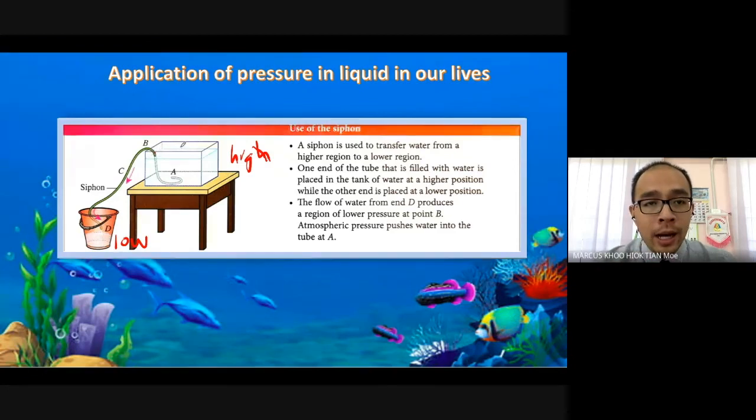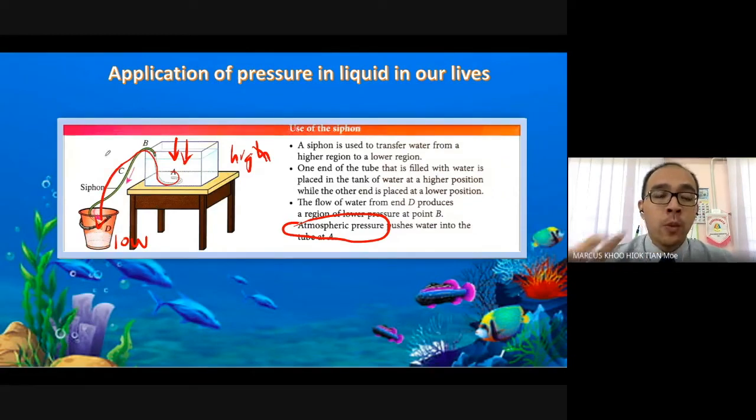Okay, so apa yang akan berlaku is atmospheric pressure yang kita belum bincang lagi lah. Okay, we will talk about this in the next subtopic. So actually, what is pushing the water into A and masuk ke dalam D sini, okay, is the atmospheric pressure. But what you need to know is that because there is a height difference, okay, the pressure in liquid now will also help to push the water into the siphon. Okay, and this is one of the biggest uses of siphon lah.